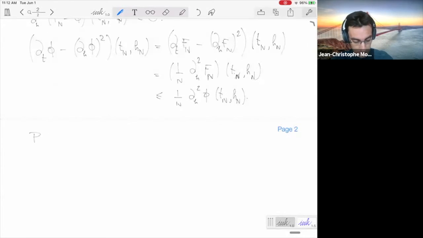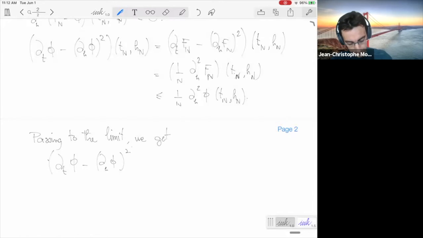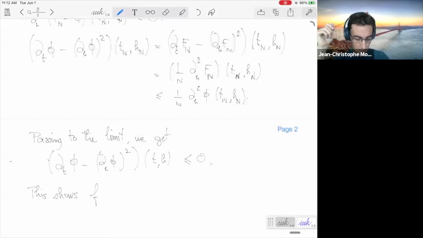So passing to the limit, we get d_t phi minus (d_h phi) squared at t, h is non-positive. So this shows that the function f_n, sorry, the limit f is a subsolution to the equation.